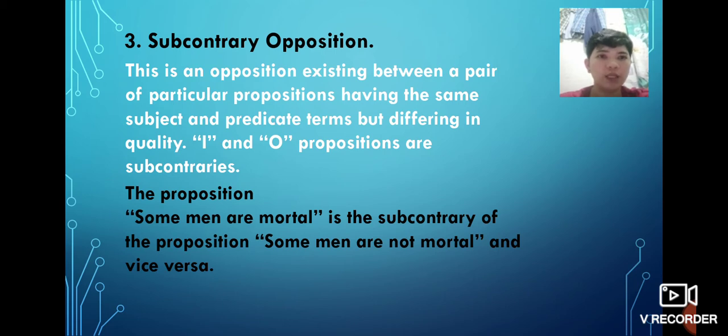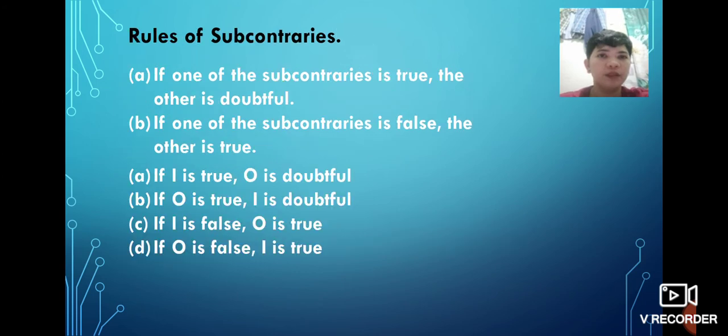So we can see that they are using the particular proposition, and we define that they are using the affirmative I. Some men are mortal and some men are not mortal, and that is the O proposition. There are also some rules. If one of the subcontraries is true, the other is doubtful. If one of the subcontraries is false, the other is true.